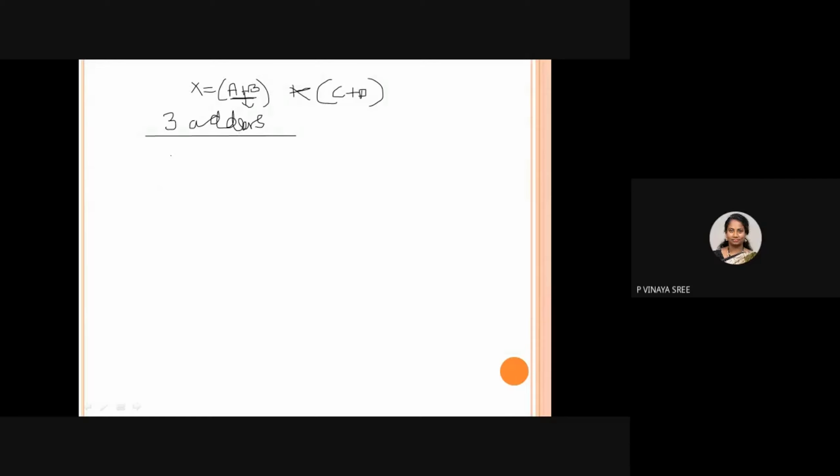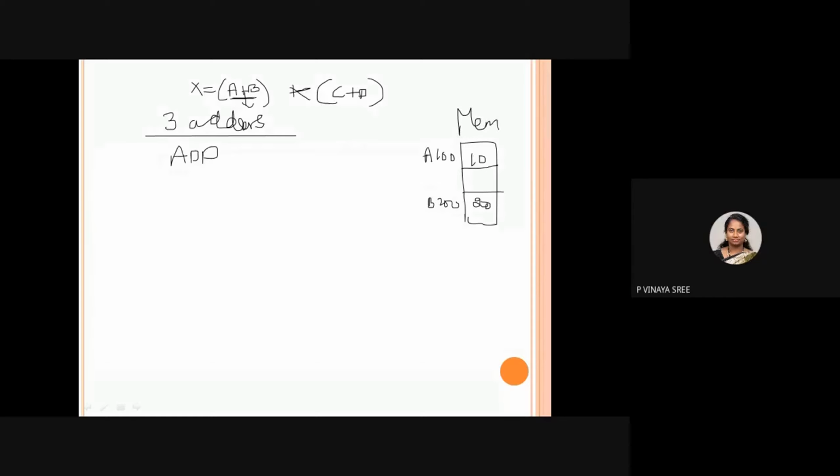So let me write add. Next, these two operands are in memory. Let us consider one address 100 where operand A is available, and operand B is present in 200. In this we have a 10, and in this we have a 20. Okay, so this is your memory.